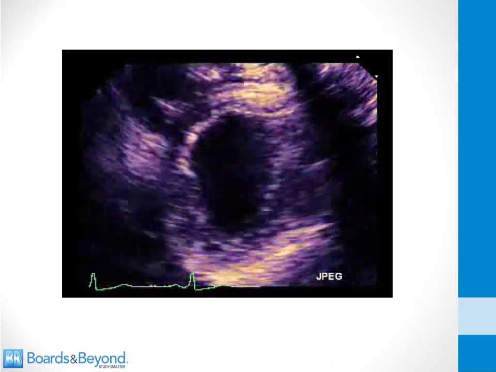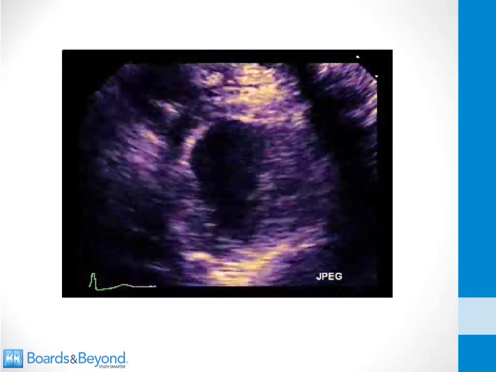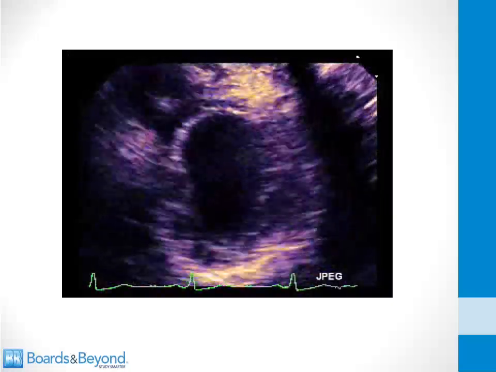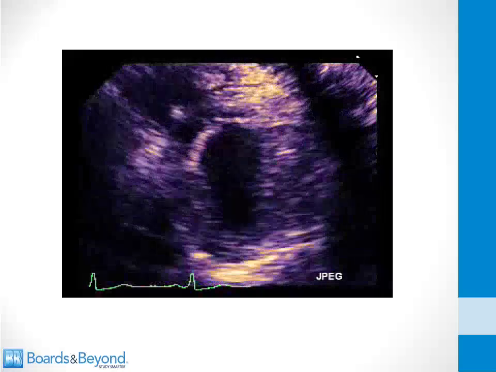You can see there are QRS complexes rolling along the bottom of the screen, and each time there's a QRS complex, the walls of the left ventricle thicken and move towards the middle. When this happens, it shrinks the volume inside the left ventricle and pushes blood out into the aorta.